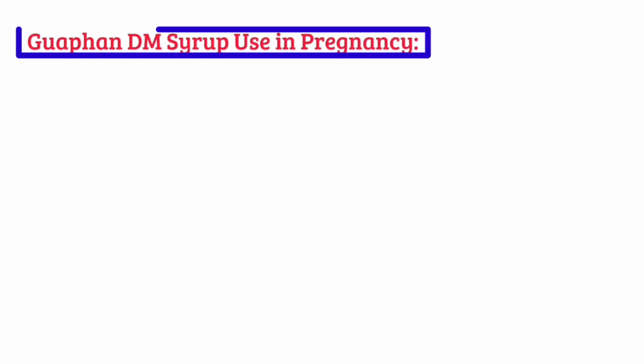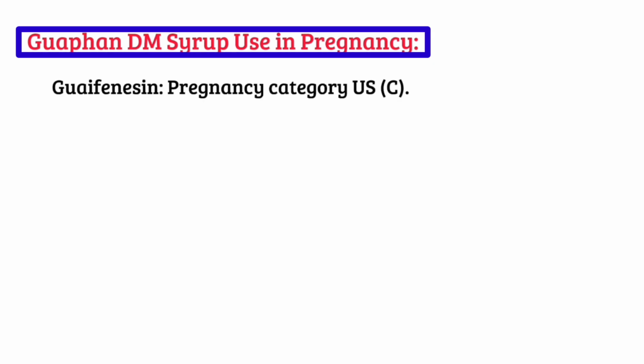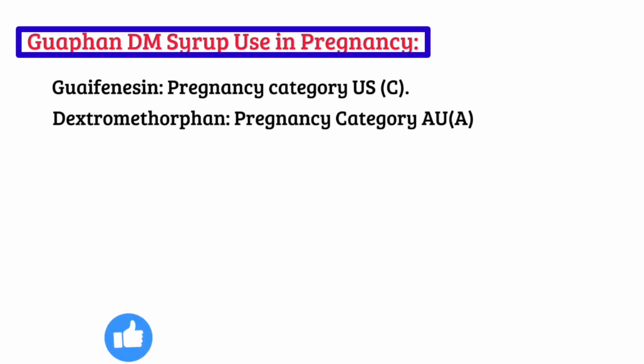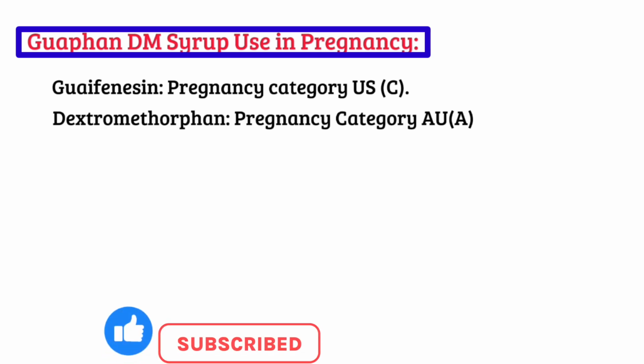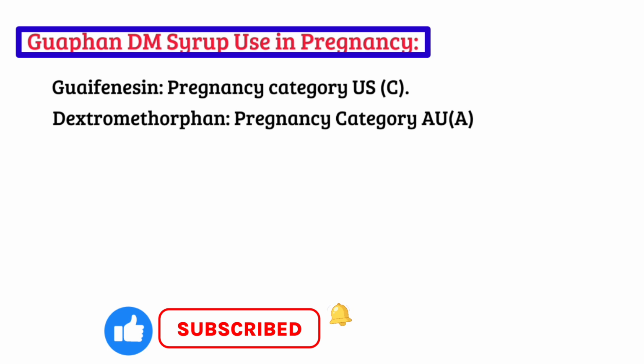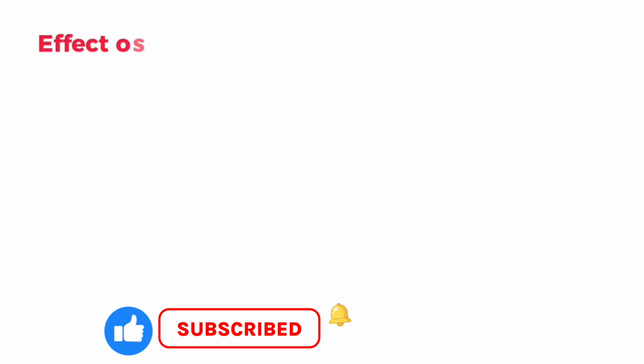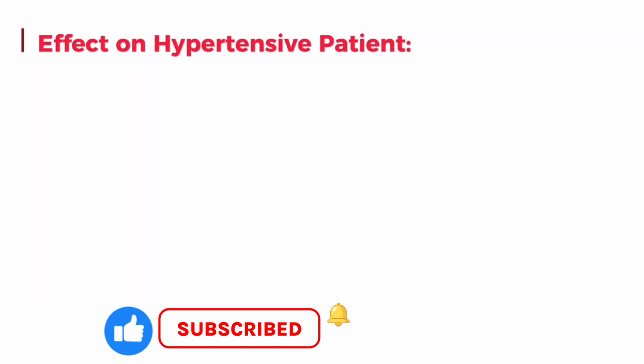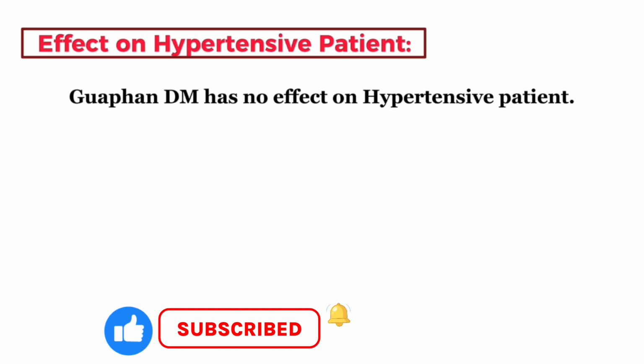Guaphan DM Syrup use in pregnancy. Please talk to your doctor before taking this medicine if you are pregnant or breastfeeding. Guaifenesin pregnancy category C. Dextromethorphan pregnancy category A. Effect on hypertensive patient: Guaphan DM has no effect on hypertensive patient.